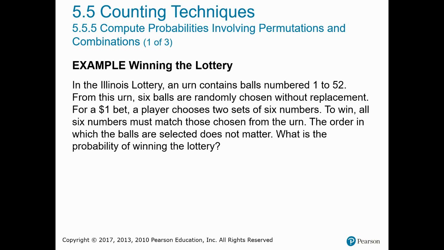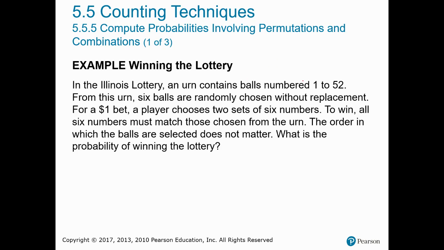In the Illinois lottery, an urn contains balls from 1 to 52. So there are 52 choices. 6 balls are going to be randomly chosen. We're not putting them back, which means repetition is not allowed. For a $1 bet, the player chooses 2 sets of 6 numbers. To win, all 6 numbers have to match on either ticket, basically. So what's the probability of winning?